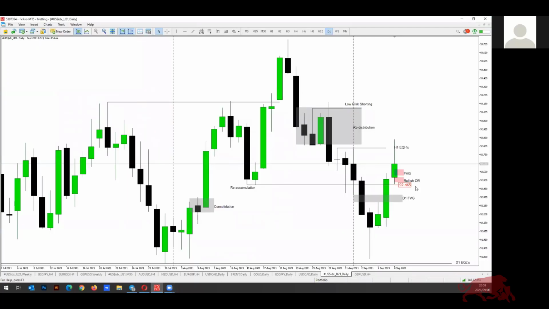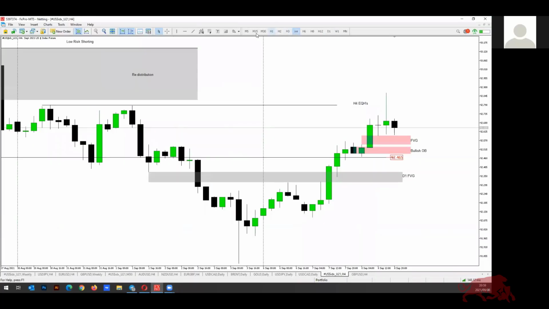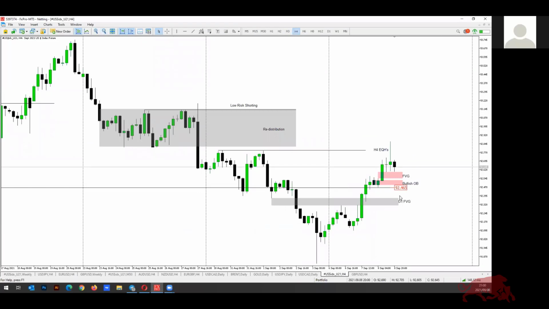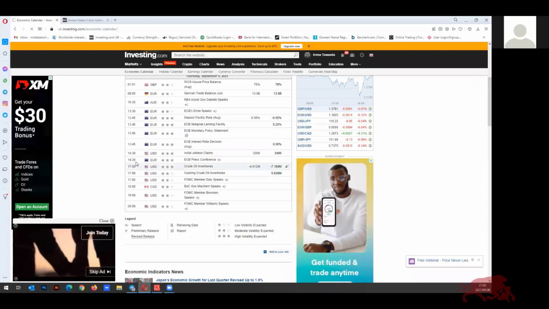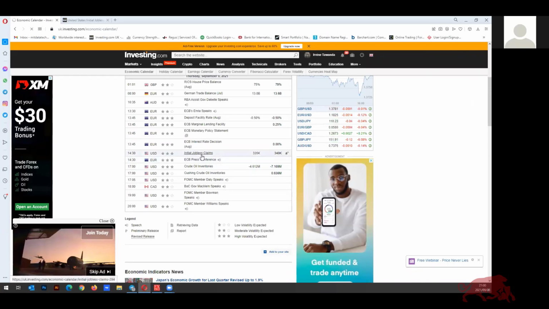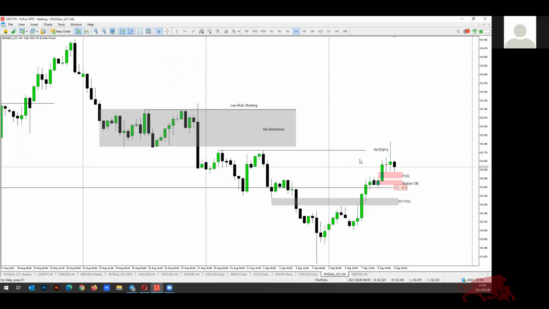And while that is happening, take note of these price points that we have highlighted here, the 92465. We can see dollar trading way down to that price level when ECB is in action. So take note. Once we get to 2:30, where we have the initial jobless claims, if we get a reading that's less than 335K, then expect dollar to find support now and then rally to the upside.